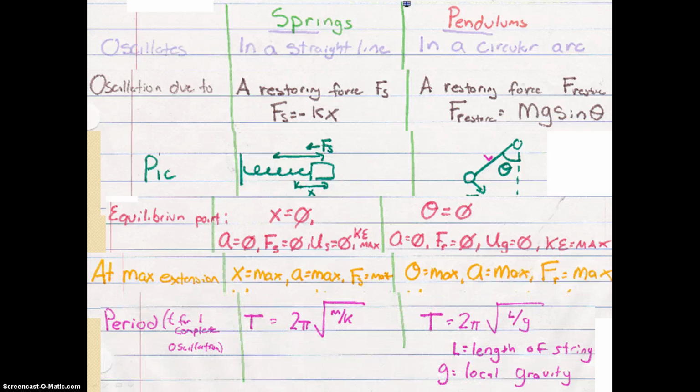And for the period, which you know is the time for one complete oscillation, in a spring, the period is 2 pi square root of m over k. Pendulums, it's 2 pi square root L over g, where L is length of string and g is local gravitational field. So they're very similar. I haven't talked anything about the rotational part of it yet, but yet these are things you have to know and you will know.